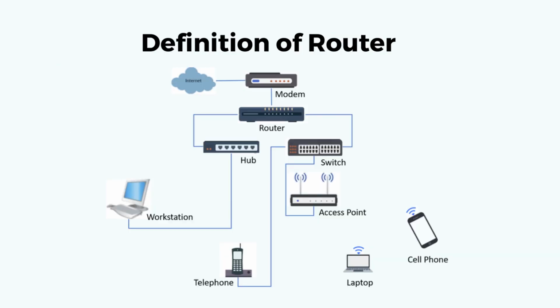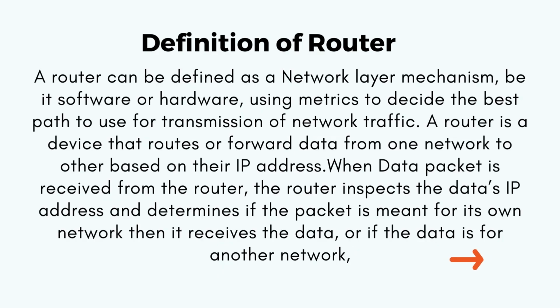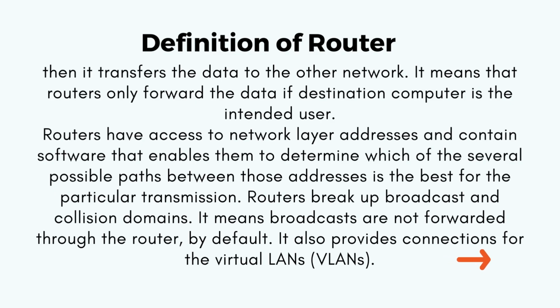Definition of router. A router can be defined as a network layer mechanism, be it software or hardware, using metrics to decide the best path to use for transmission of network traffic. A router is a device that routes or forwards data from one network to another based on their IP address. When a data packet is received, the router inspects the data's IP address and determines if the packet is meant for its own network. Then it receives the data, or if the data is for another network, then it transfers the data to the other network. It means that routers only forward the data if the destination computer is the intended user.